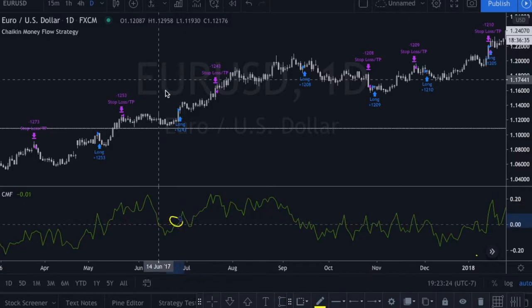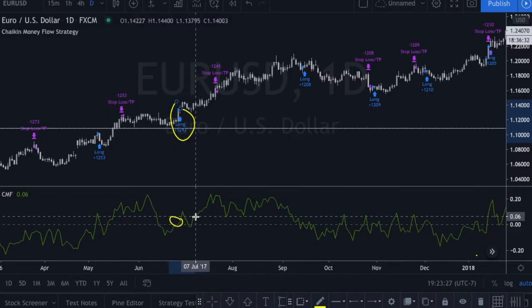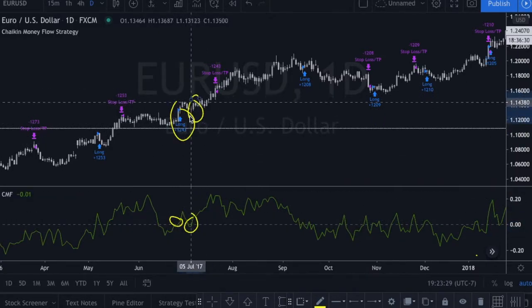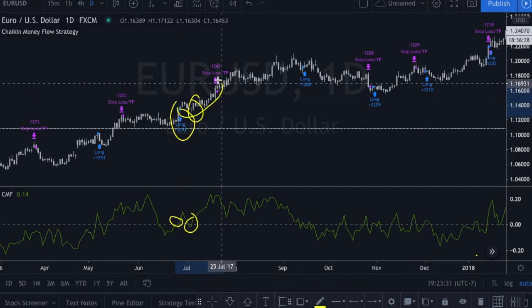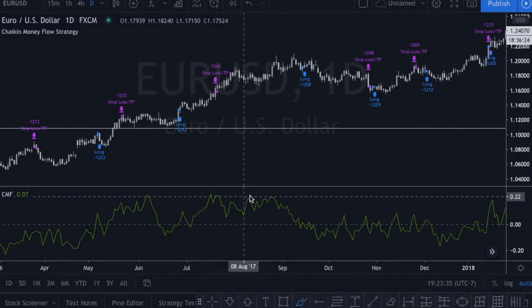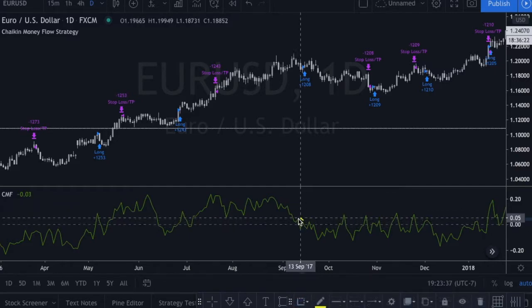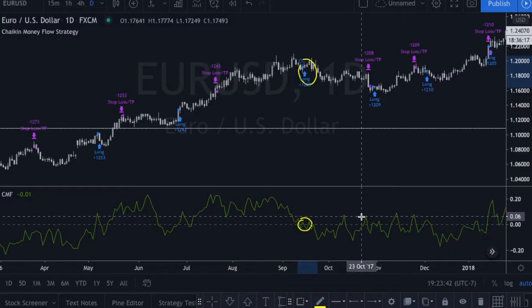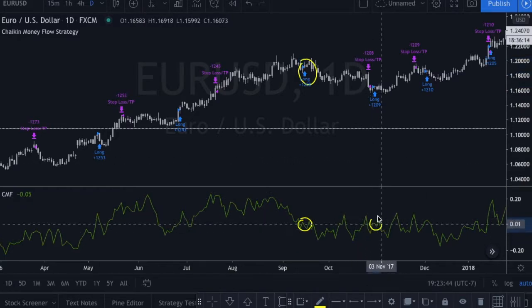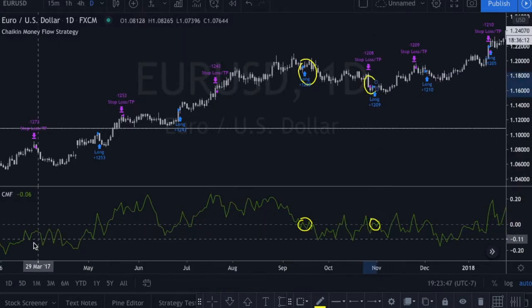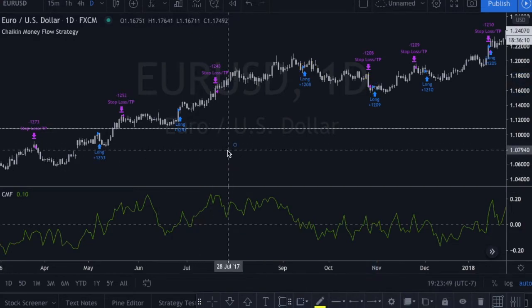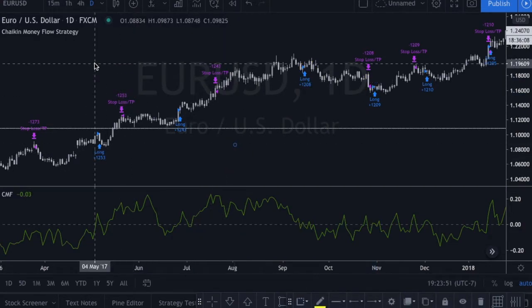So right there, we'd be taking a long position up there. Here, we don't take a long position just because we're already in the trade and we're waiting to get out. Okay, so then we don't go in, and then right in here it goes back above, so we're in again. Once we get out, we wait for it to go above the zero line again right there, and we go in once again.